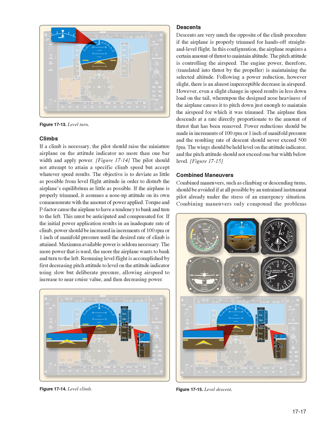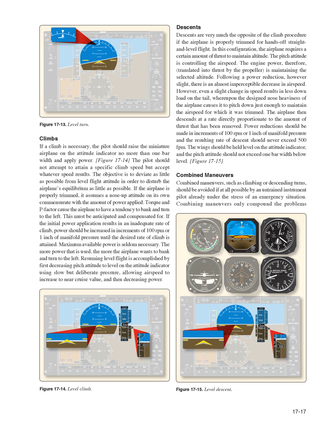Torque and P-factor cause the airplane to have a tendency to bank and turn to the left. This must be anticipated and compensated for. If the initial power application results in an inadequate rate of climb, power should be increased in increments of 100 revolutions per minute or 1 inch of manifold pressure until the desired rate of climb is attained. Maximum available power is seldom necessary. The more power that is used, the more the airplane wants to bank and turn to the left. Resuming level flight is accomplished by first decreasing pitch attitude to level on the attitude indicator using slow but deliberate pressure, allowing airspeed to increase to near cruise value, and then decreasing power.